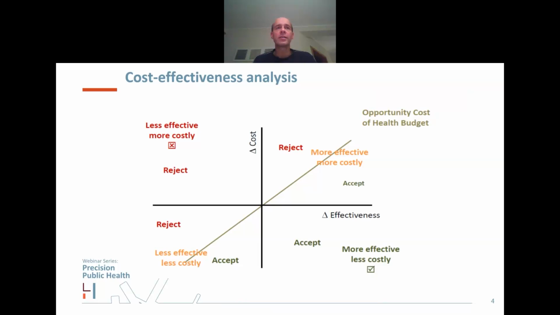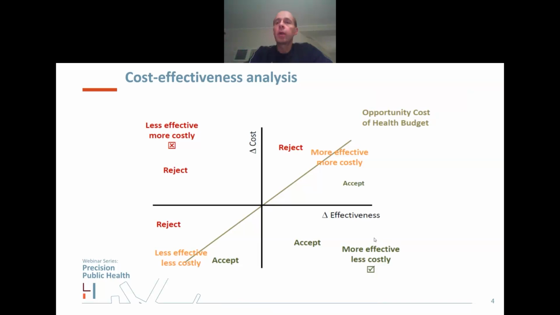Now, in some of the quadrants here, the decision is easy. Say it is located in the northwestern quadrant, where the new intervention would be both more costly and less effective. The decision is clear. We're not going to take that. We reject that. On the opposite side, if we have the new intervention showing greater effectiveness at less cost, then it's a no-brainer. Then we obviously accept that.